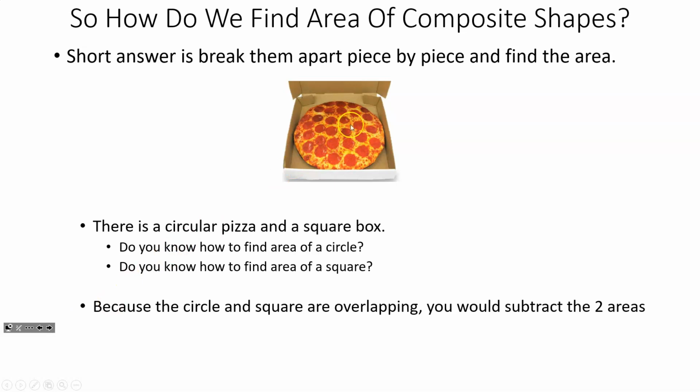So if I look at the pizza box, for example, I see a circular pizza and a square box. Do I know how to find area of a circle? Well, I guess I'm going to have to sing to you then if you don't. Pi r squared sounds like area to me when I need it. No, we're not going to need circumference though. So just area, pi r squared. So we know how to find the area of a pizza. Do we know how to find area of a square? Well, isn't that just length times width? Because the circle, the pizza, and the square box are overlapping, we're going to subtract those two areas to find out how much cardboard they're wasting.